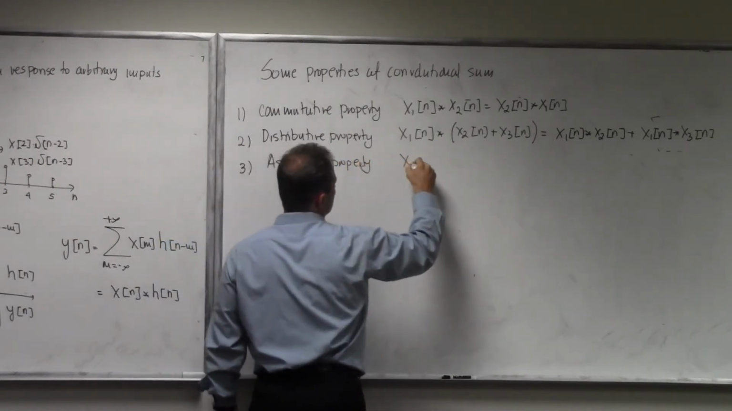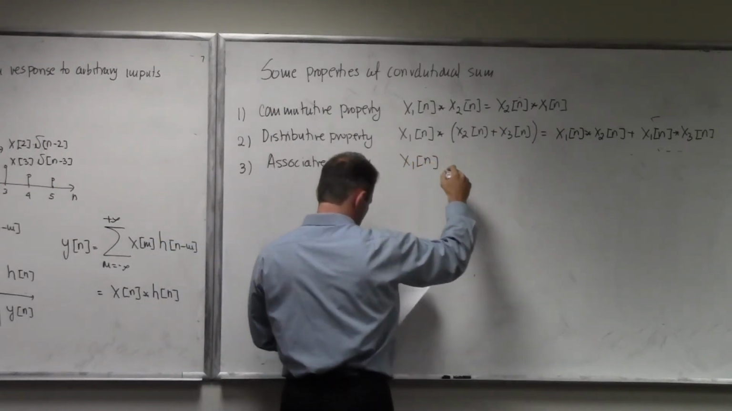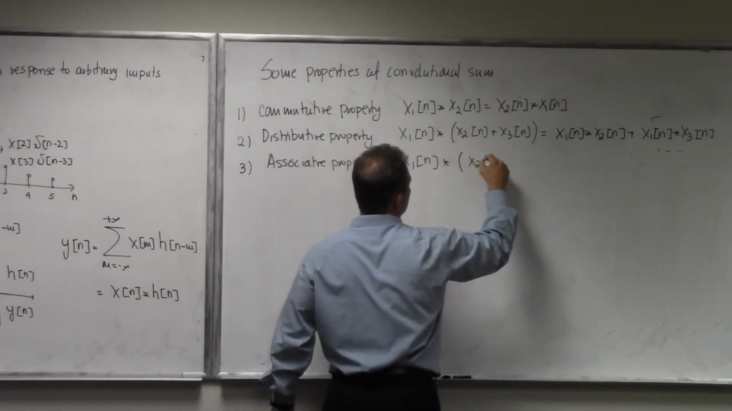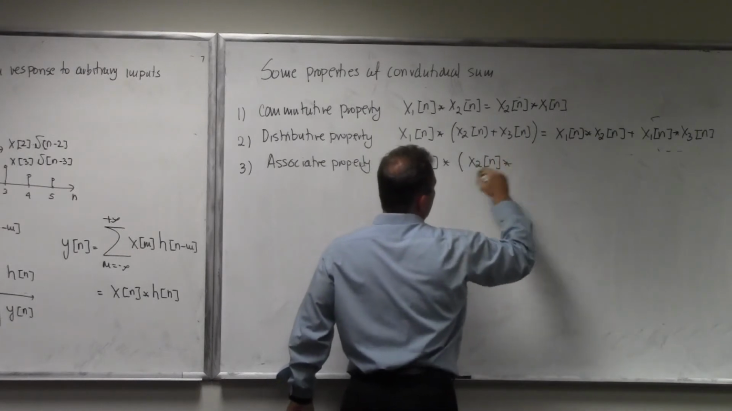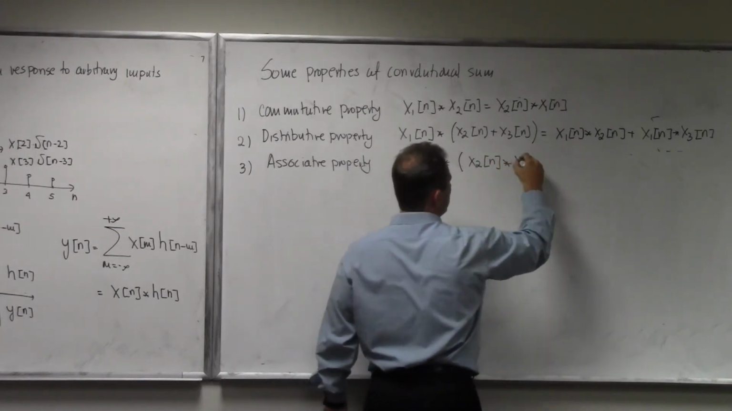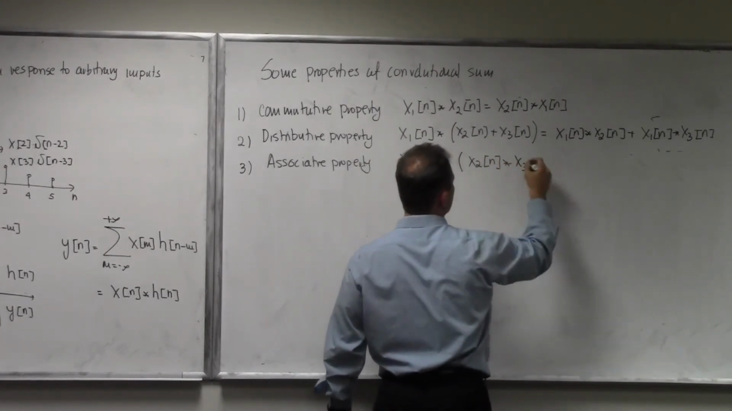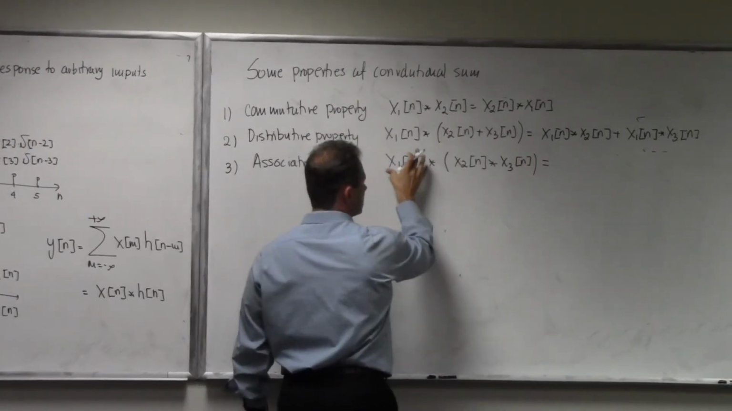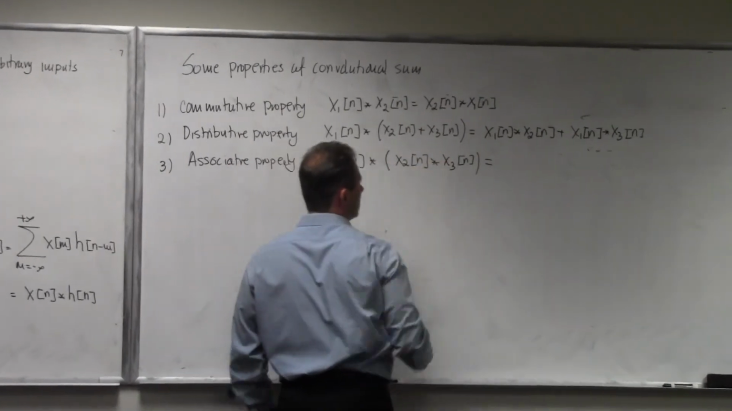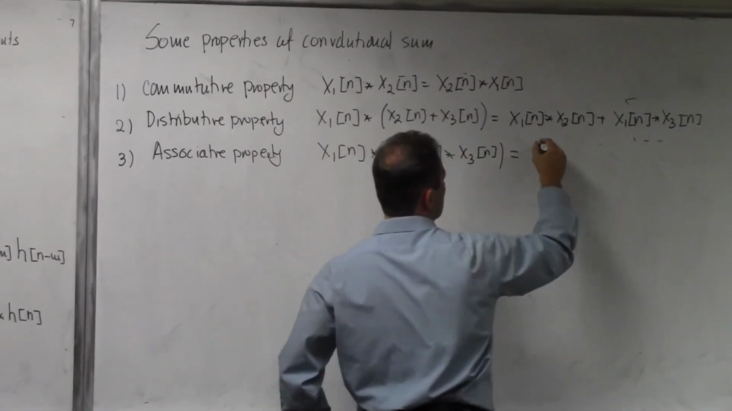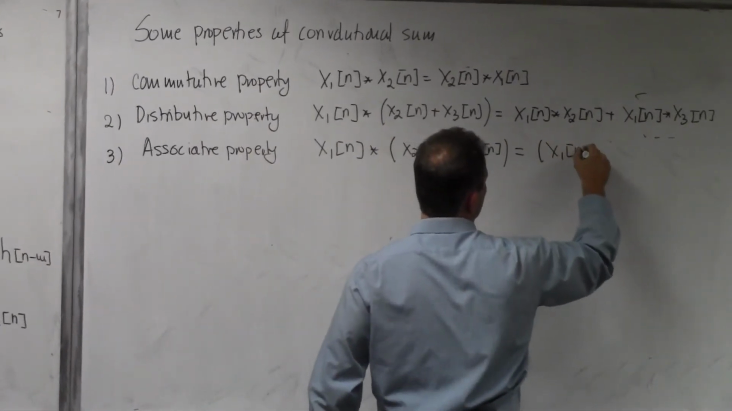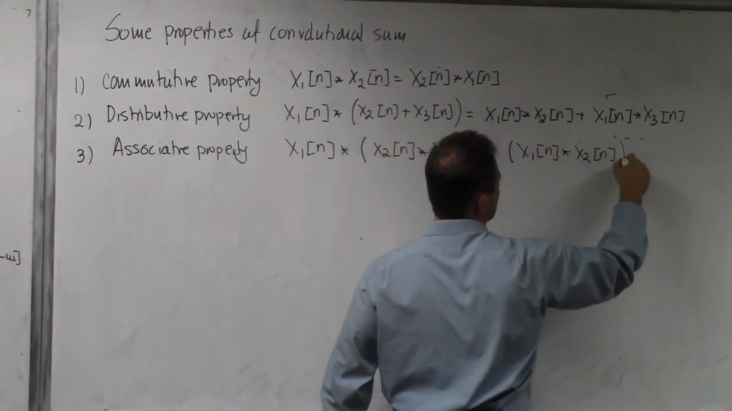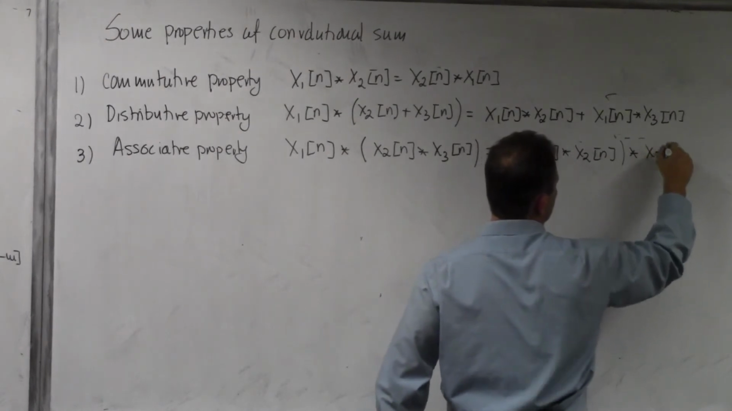This one says if x1 of n convolved with x2 of n, that is, prior to this convolution convolved with x3 of n, well, I can just associate and first convolve x1 with x2 and then convolve the result with x3. So this is x1 of n convolved with x2 of n, and then convolve the result with x3 of n.